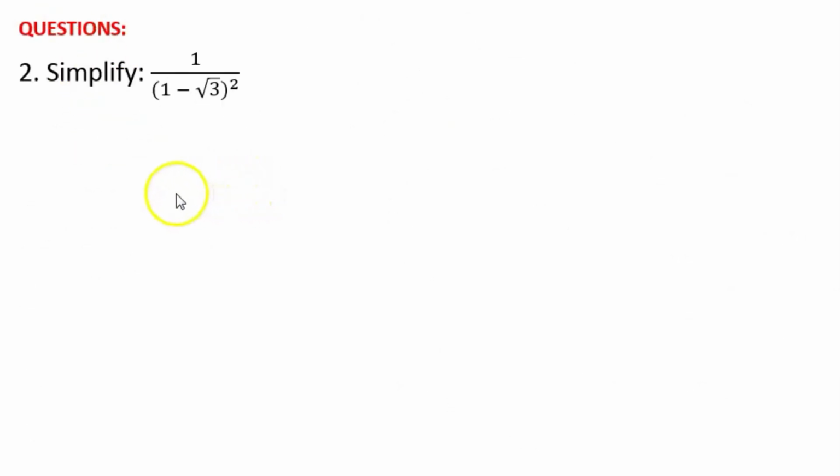All right. So this is question 2 under rationalization of surds. This question simply is saying that we should simplify 1 divided by (1 minus root 3) all squared. Okay, so how do we handle this? This is very important. I really love this kind of question because it's going to help us to perfect how we can multiply things.